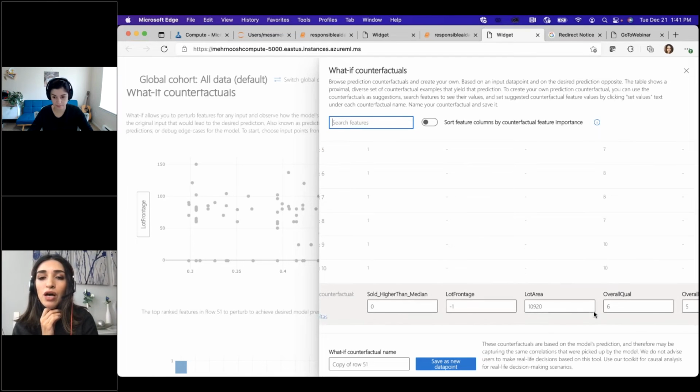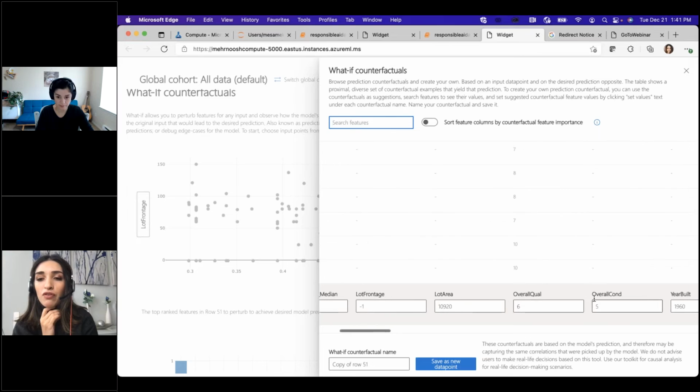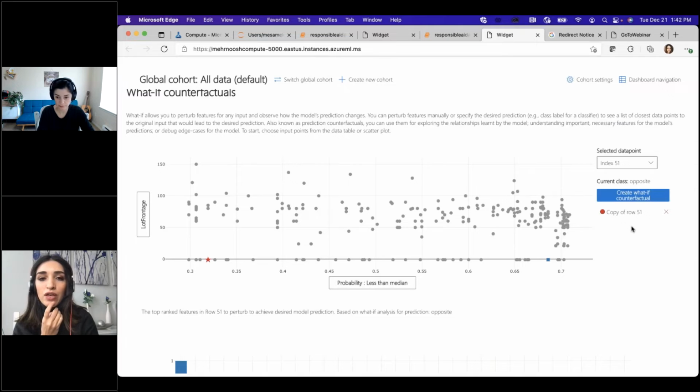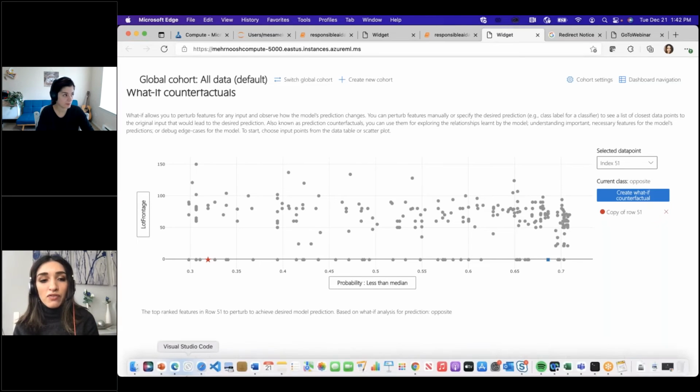I can even do my own free-form counterfactual analysis. So what if this house was having a quality of 9 and an overall condition of 6, and I can save that as a new data point, and as you can see, it's moved from the opposite side of the diagram to the other. So now this house, with a higher overall condition and overall quality, will be predicted to sell for more than median. So that's the conclusion to our debugging phase.